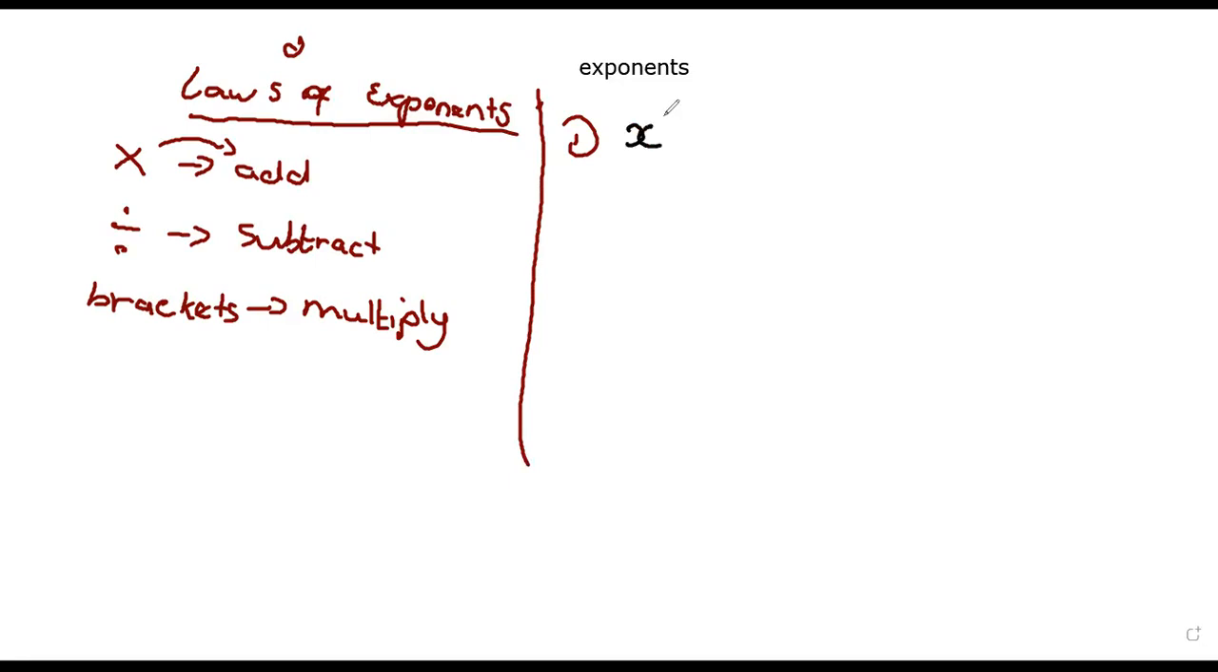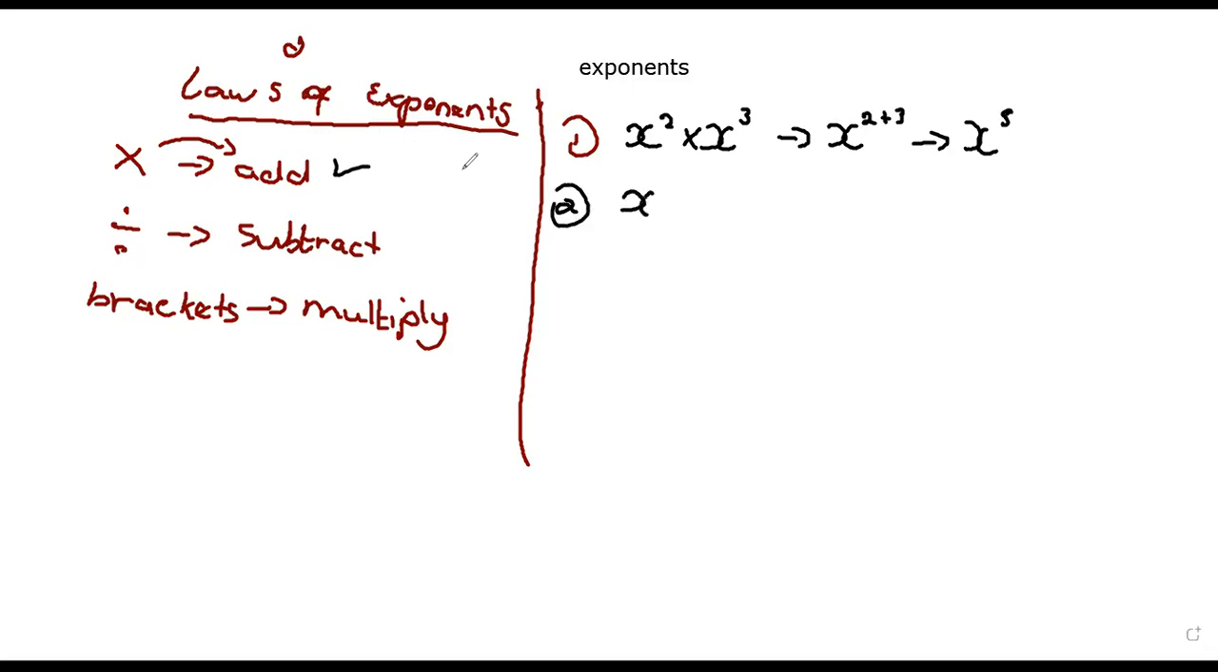Let's say I'm given x squared multiplied by x to exponent 3, x cubed. Whenever you multiply powers of the same base, what do you do? You add the exponent. So you'll take one base, then you add 2 plus 3, which will give you x to exponent 5. That's what it means.